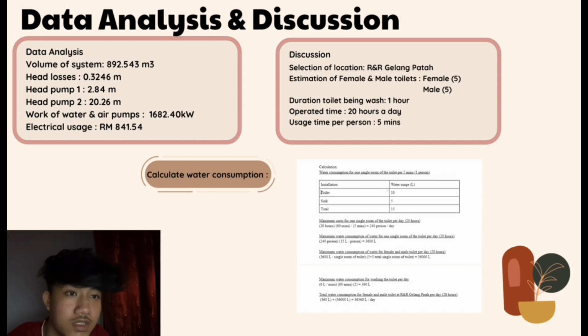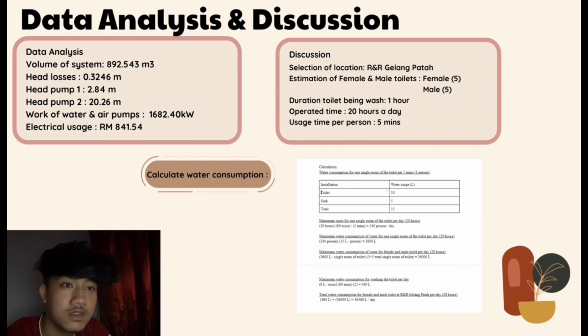So the water consumption used for one single room of the toilet will be 240 times 50 liter, so we get the total of 3,600 liter. So the total consumption of all the toilets at the Arenat Gelam Patah will be 36,000 liter.